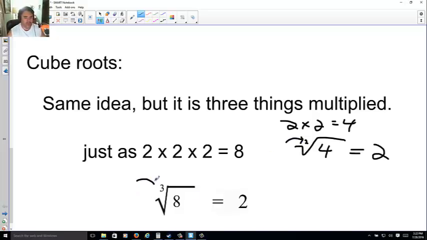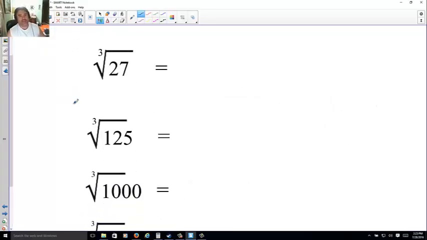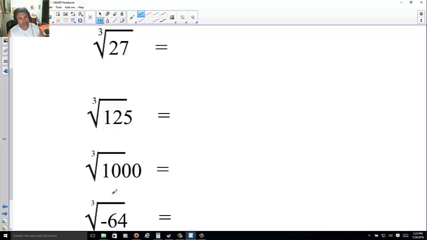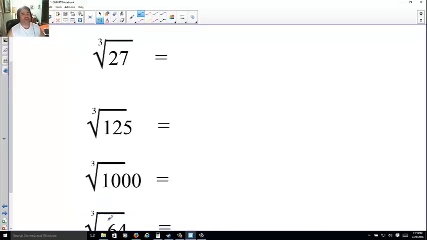So since you see a cube here, that makes a cube root, meaning what times what times what will make that number. And that's going to find an 8 here. So cube root of 8 is going to make 2. So in that same way, ask yourself what three numbers multiplied will make 27, 125, 1,000, and negative 64. So go ahead and pause it and try. Let's see how you did.